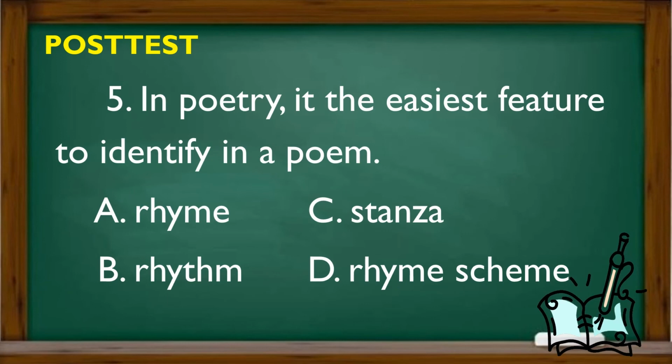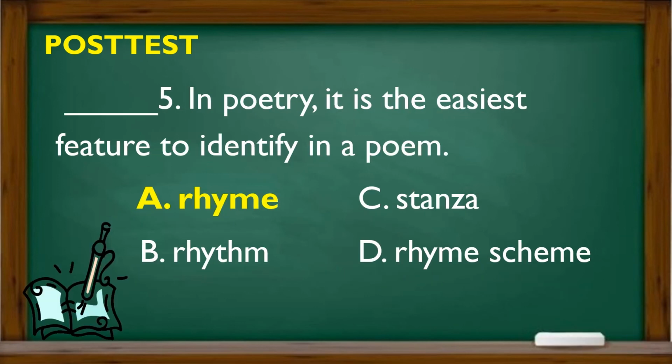Number 5. In poetry, it is the easiest feature to identify in a poem. What can that be? A. Rhyme, B. Rhythm, C. Stanza, D. Rhyme scheme. The answer for number 5 is, of course, rhyme. Very good. I hope you got 5 correct answers. If you did, congratulations.